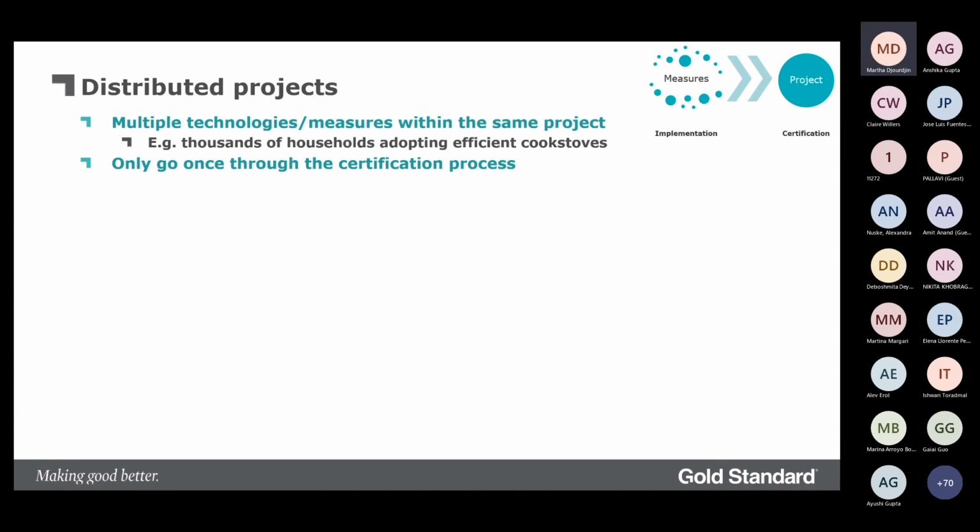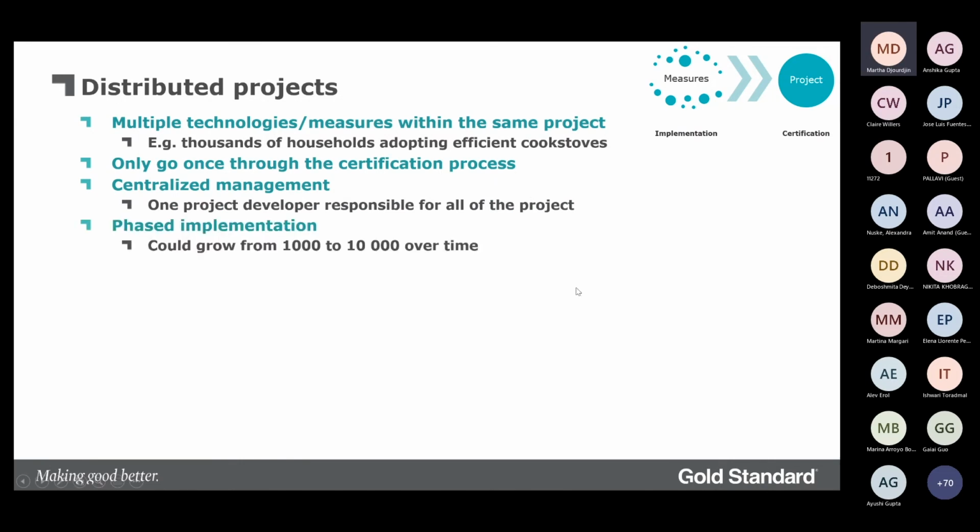All these measures, there could be, let's say, 1,000 households. They only go through the certification process once. There is centralized management, one project developer that is responsible for all of the project. There's phased implementation, so the project could be design certified with, let's say, 1,000 households participating, and that can grow over time to 10,000 or 20,000. You don't need to know all the participating households in advance.